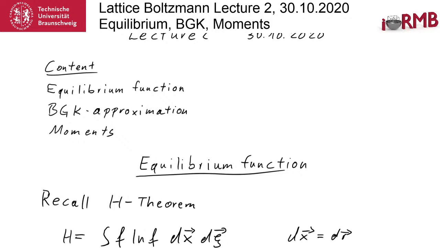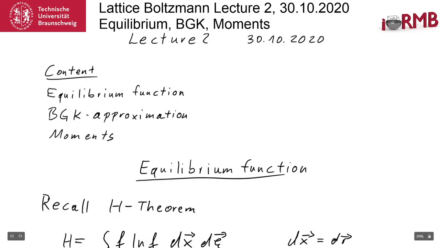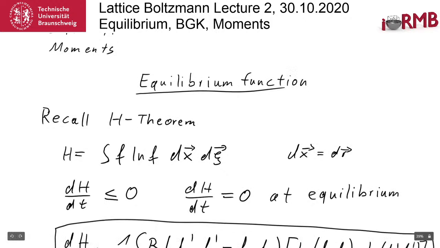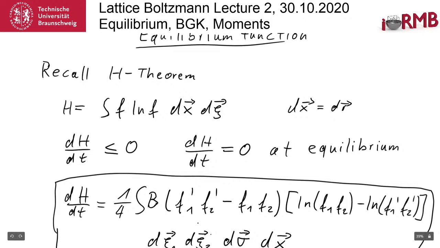So we have the content equilibrium. So lecture number 2 in Introduction to Lattice-Boltzmann. The content of today is the equilibrium function, BGK and moments. And with the equilibrium function, for this we recall what we had in the first lecture, which was the H theorem. So H was defined like this equation here. So this is the definition of eta.